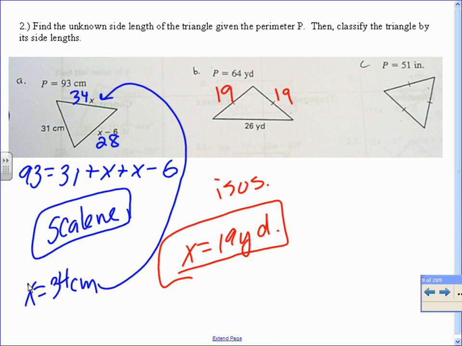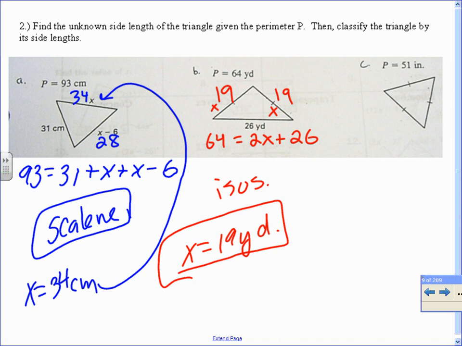Okay, Emma? What I do is my initial setup is 64 equals, this is x and this is x. X plus x is 2x plus 26. Everyone okay? Give me a head nod. Is this easy?